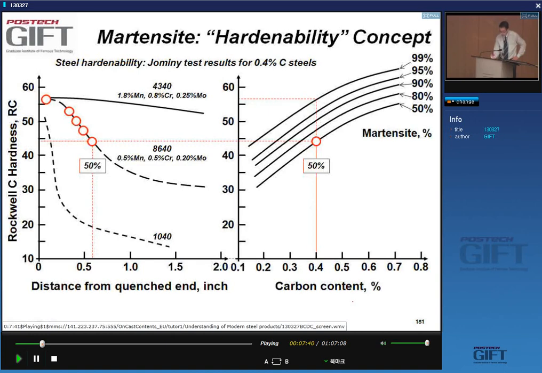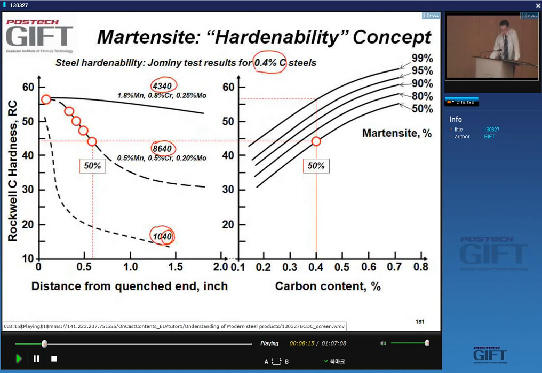So we will be looking at 0.4% carbon steels, and we will look at three steels: the 1040, the 8640, and the 4340. These are steel grade designations used mainly in North America, and the 40 points to the fact that you have 0.4 carbon. So all these three steels have 0.4 carbon.